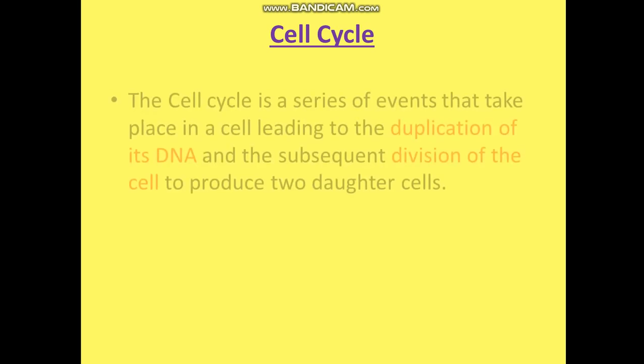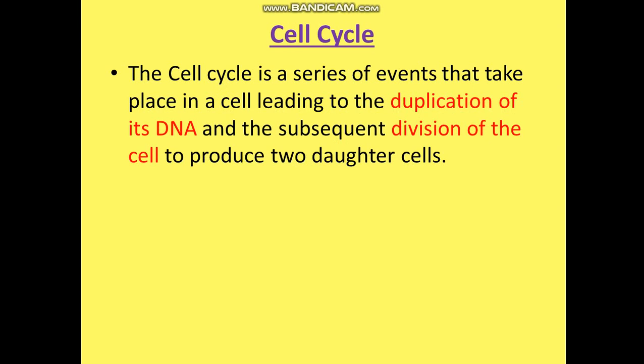So what actually happens here? Cells perform these tasks in a predictable series of events, and these series of events are called the cell cycle. If we see the definition of cell cycle, the cell cycle is a series of events that take place in a cell leading to duplication of its DNA and subsequent division of the cell to produce two daughter cells. Okay, the key points are highlighted.